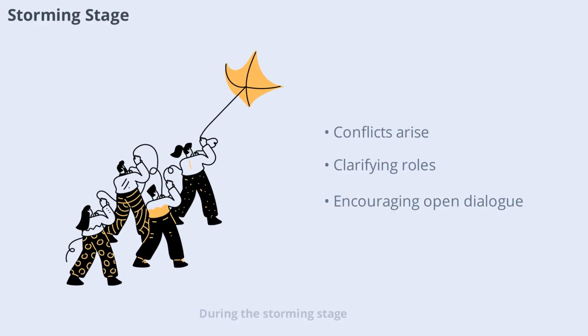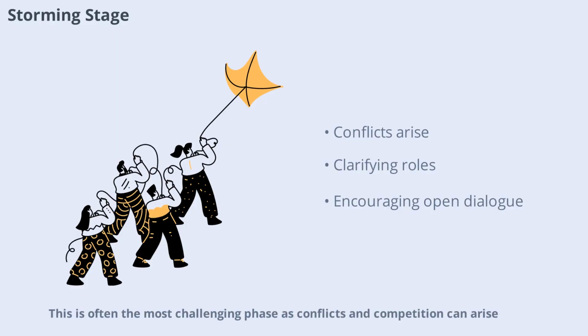During the storming stage, differences in opinions and working styles come to the surface. This is often the most challenging phase as conflicts and competition can arise. However, it's also a critical time for growth. By addressing disagreements constructively, the group can develop stronger relationships and clearer roles. Leaders should encourage open communication and help mediate disputes. Successfully navigating this stage sets the stage for a more cohesive and effective team. Next, we'll see how groups move into the norming stage.